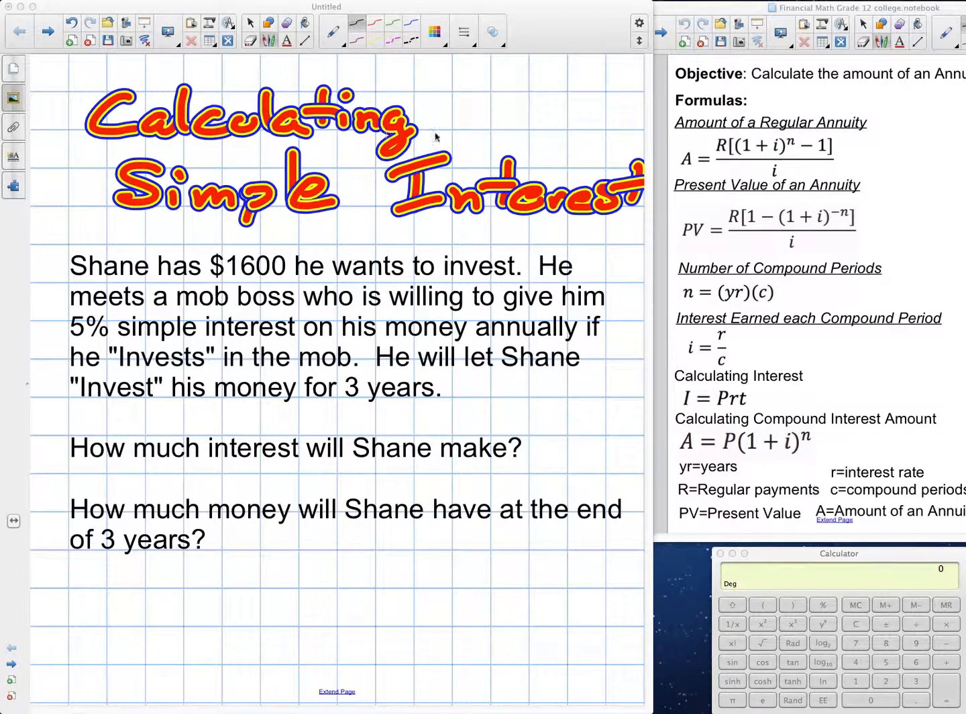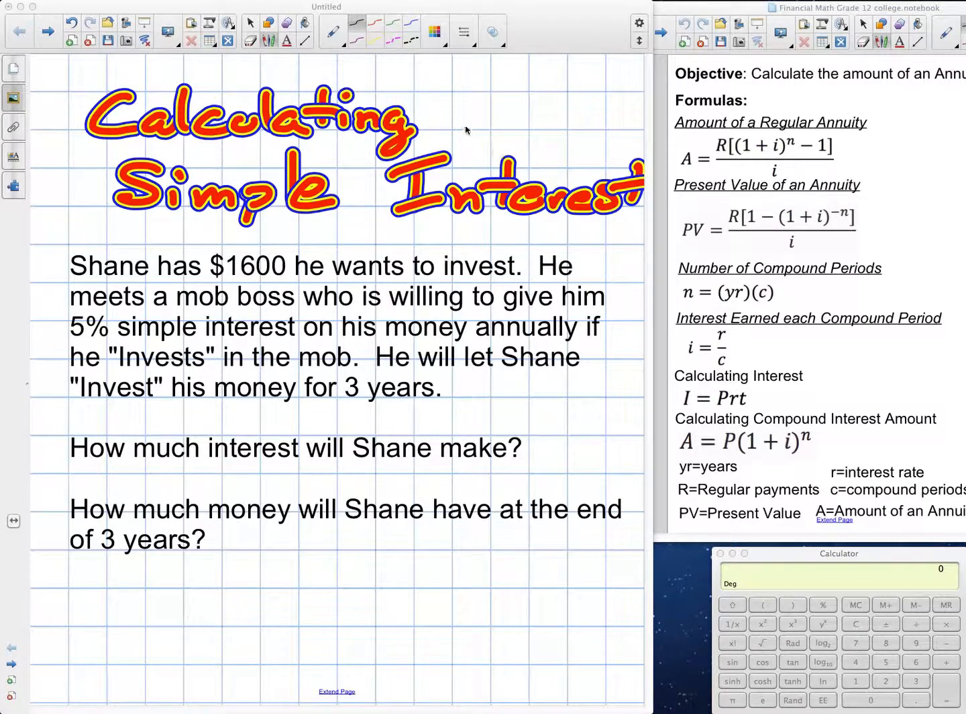Okay, we're working on calculating simple interest. So we have a question up here. Shane has $1,600 he wants to invest. He meets a mob boss who's willing to give him 5% simple interest on his money annually if he invests in the mob. He'll let Shane invest his money for 3 years. So how much interest will Shane make?